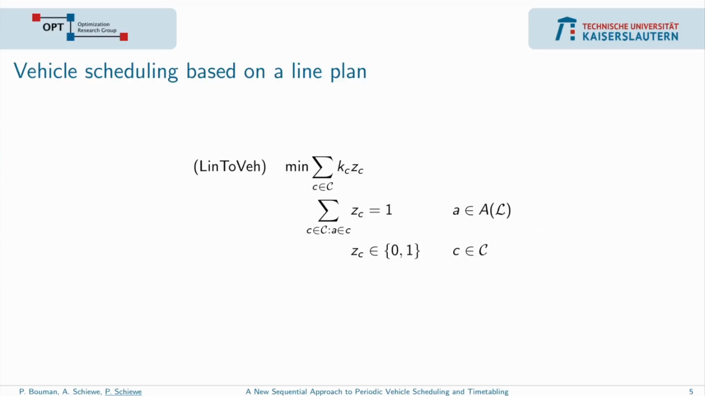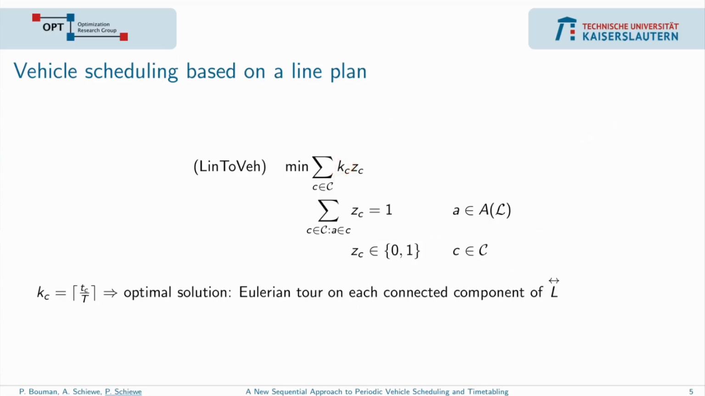A vehicle schedule based on a line plan is now a covering of all the trips, which is of all the arcs in the directed trip graph, and we are weighting them by the minimal numbers of vehicles needed. Due to this Gaussian operator, an optimal solution to this vehicle scheduling problem is to use an Eulerian tour on all the connected components of the trip graph.